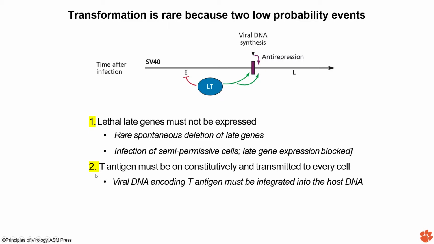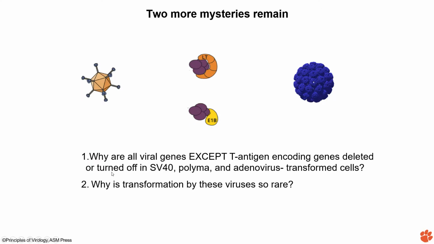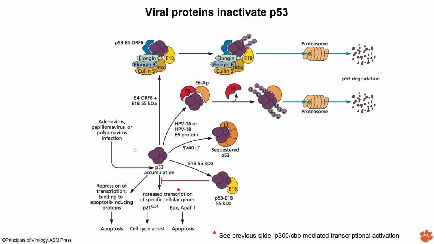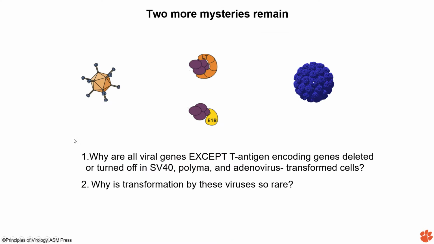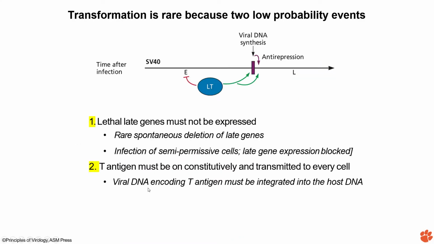And the second part is that the T antigen must be on constitutively and transmitted to every cell, which could be all of these proteins. Remember that all of these proteins that we talked about right here are T antigen, tumor antigen. So the viral encoding T antigen must be integrated into the host DNA, which is not an easy job. You have to have a mitotic recombination where the LT from the virus needs to be integrated by homologous, non-homologous recombination, which is a very rare event.